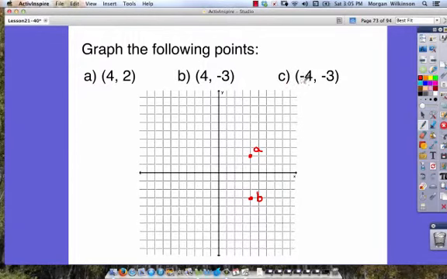And then C is negative 4, negative 3. So negative 4, we're going to go backwards to the left, 2, 3, 4, so that's negative 4. Then we're going to go down 3 for negative 3, and we've got our answer for C. Let's move on to our next problem.